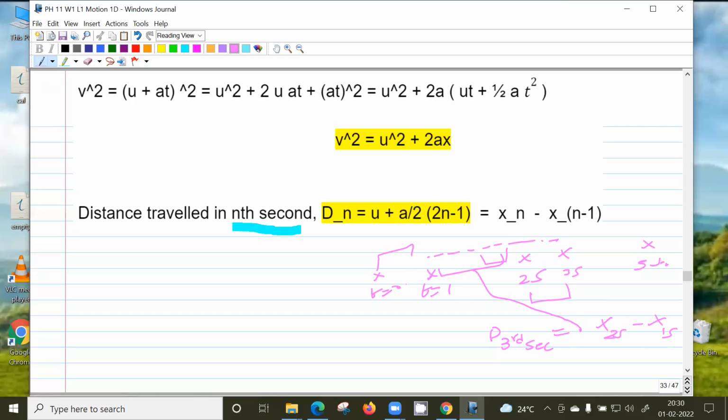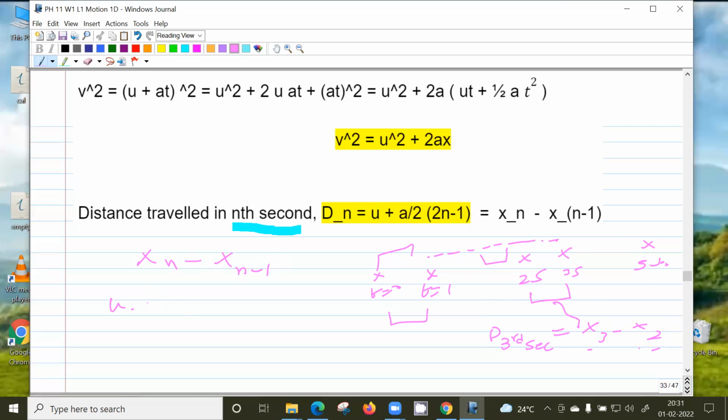Because your first second means distance traveled in first second minus distance traveled in... What I said previously was correct. I got unnecessarily confused. Okay, this is the distance traveled in third second. This is distance traveled in 3 seconds minus distance traveled in 2 seconds. So basically, you have to remember distance traveled in first second is distance traveled in 1 second minus distance traveled in 0 seconds, right? So the distance traveled in the nth second is x_n minus x_(n-1).